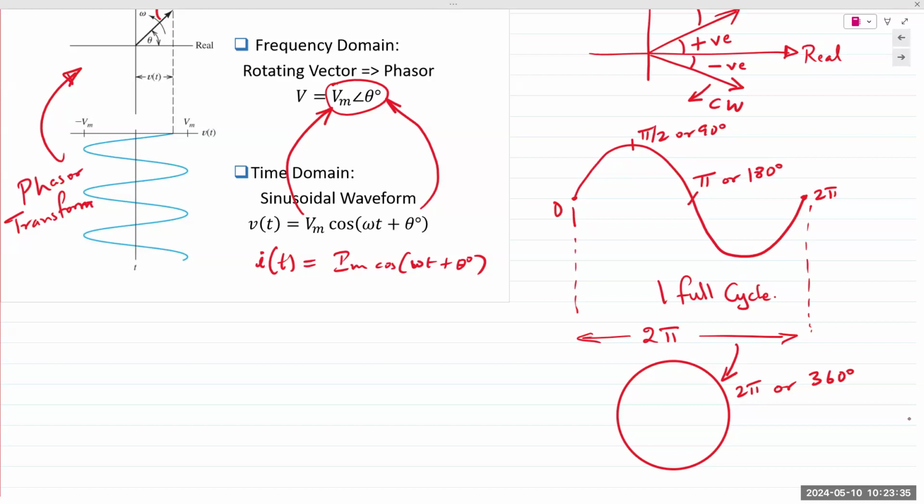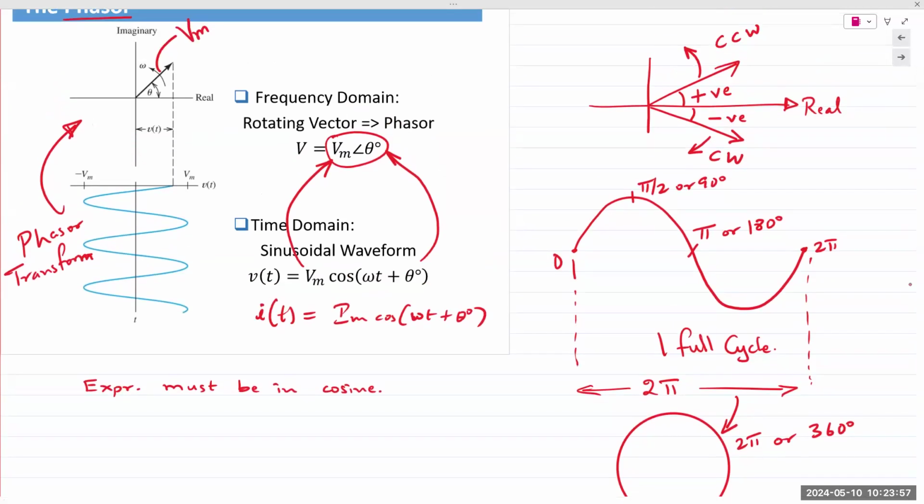One final important note is that the time domain expression must be in cosine. It must be in cosine. If you look at the vector, what is it? It is a right angle triangle, right? It's a right angle triangle. In trigonometric identities, that's where it comes from. So if you have an expression in sine, you have to convert it into cosine.